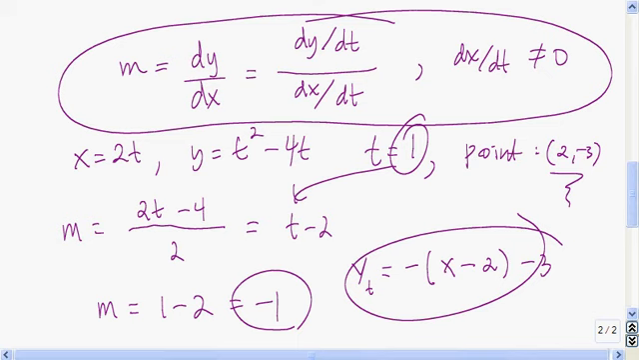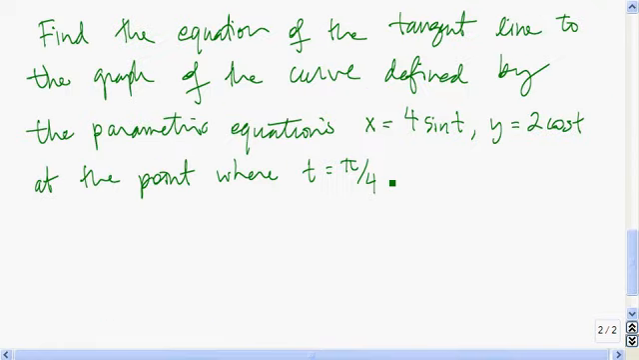Okay, let's do another example using this formula for the slope. Okay, let's find the equation of the tangent line to the graph of the curve defined by these parametric equations at the point that corresponds to t equals pi over 4. Okay, the first thing that we're going to do is find the point that corresponds to t equals pi over 4. The x-coordinate is going to be 4 times the sine of pi over 4. And the y-coordinate is 2 times the cosine of pi over 4.